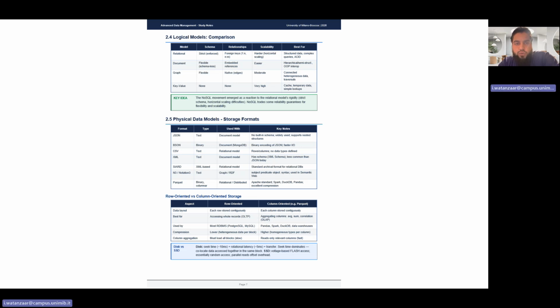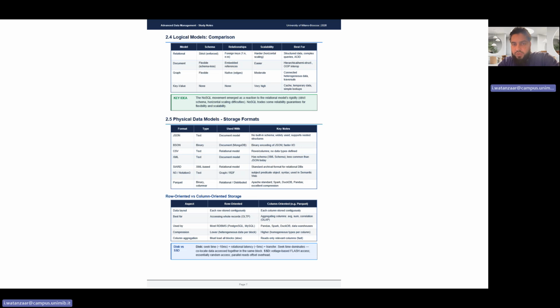Okay, which storage system is used by which technology? Row-oriented is mostly used by RDBMS, relational database management systems like PostgreSQL, MySQL, or any other flavors of MySQL. But which technologies are using column-oriented? They are used by Pandas, Spark, DuckDB, and data warehouses. These are the multiple technologies which use the column-oriented storage system.